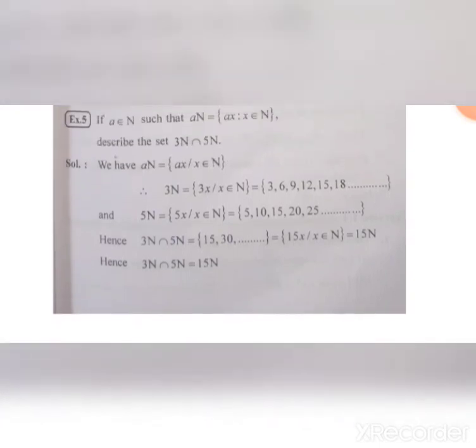Therefore {15x : x belongs to N}. Therefore this is 15N, the intersection of the sets. Therefore 3N intersection 5N is equal to 15N. Just like this, this article is finished.